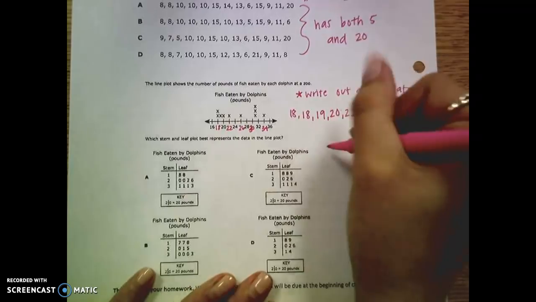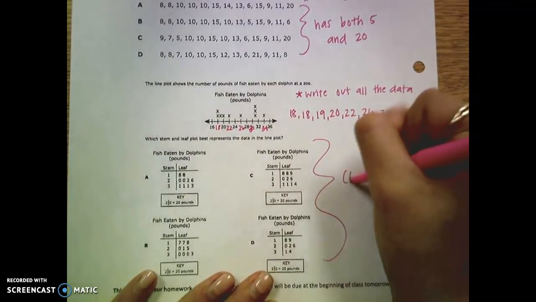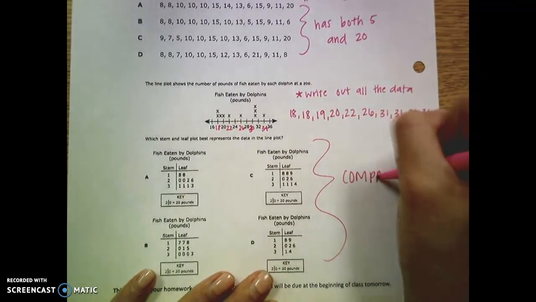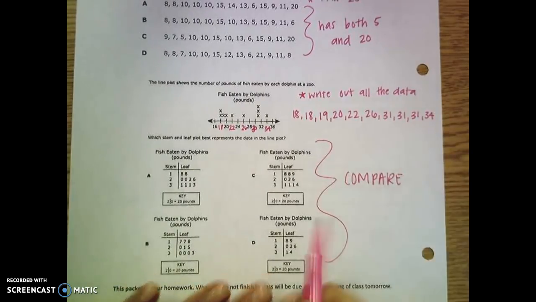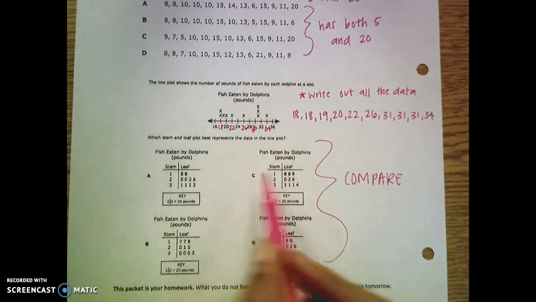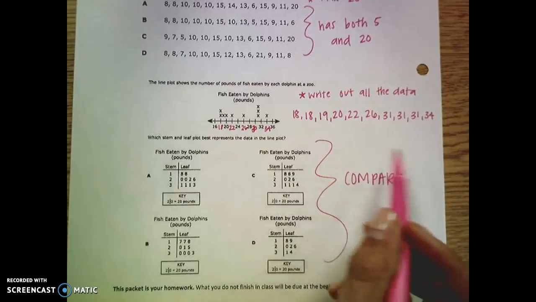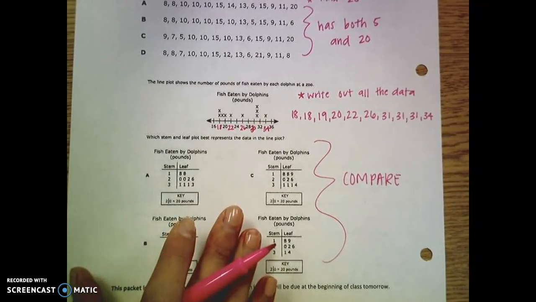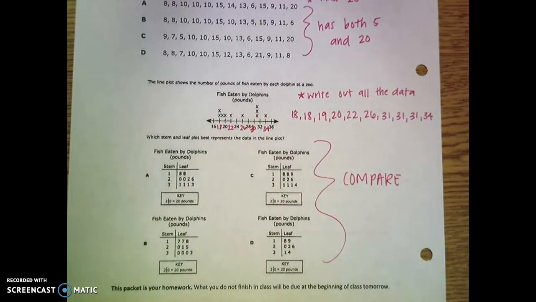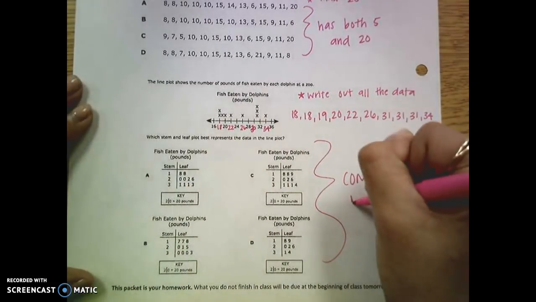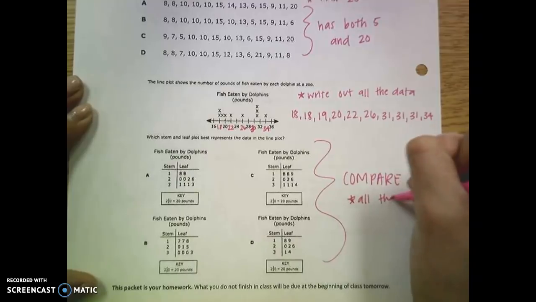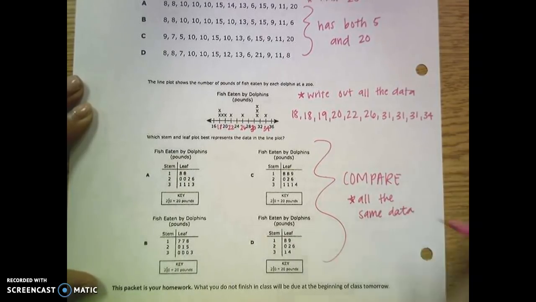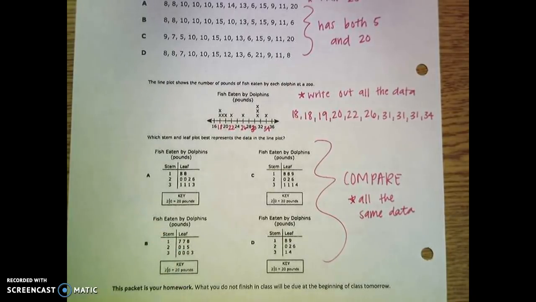And now, we just have to compare. Which one of these contains all the same data from our line plot? So we're looking for a stem and leaf plot that has all of these numbers.